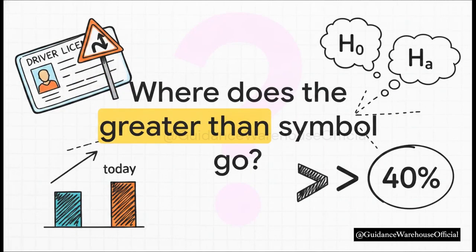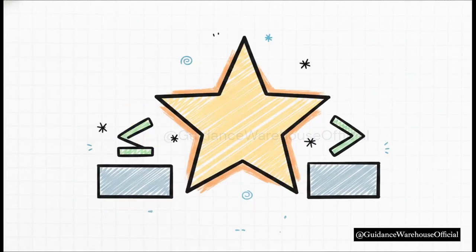Wait, this is super important, so let's do one last try before we completely wrap up the translation rules. On a state driver's test, historically about 40% normally pass on the first try. We want to run a test to see if more than 40% pass today. Think carefully about where the greater than symbol goes. Does it go to the null or the alternative? If you said the alternative hypothesis, you absolutely nailed it.